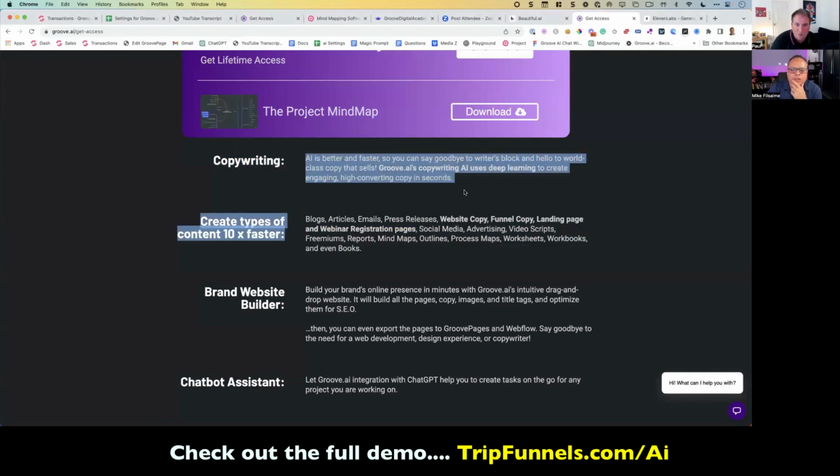Paul, read the first thing that I've highlighted right here, just so the people on the podcast can hear what we're about to do. So just read that for me. AI is better and faster, so you can say goodbye to writer's block and hello to world-class copy that sells. Groove AI's copywriting AI uses deep learning to create engaging, high-converting copy in seconds.